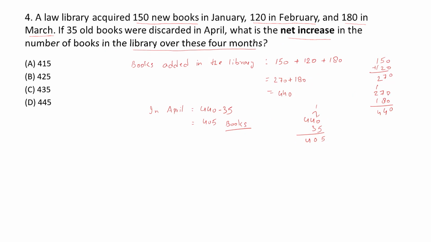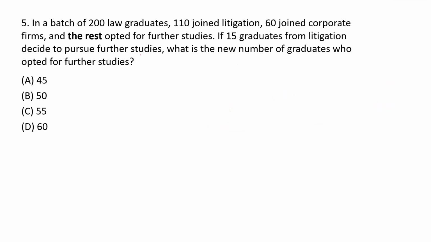Okay, there is a problem here. 0 plus 0 is 0. So this becomes 7 plus 8 becomes 5. Okay, sorry. This is 5. So total books in this month is 450. Then 450 minus this 35 is 115. So total increment is 115 and option A is correct. Okay. That is how you have to use addition and subtraction to solve such problems.